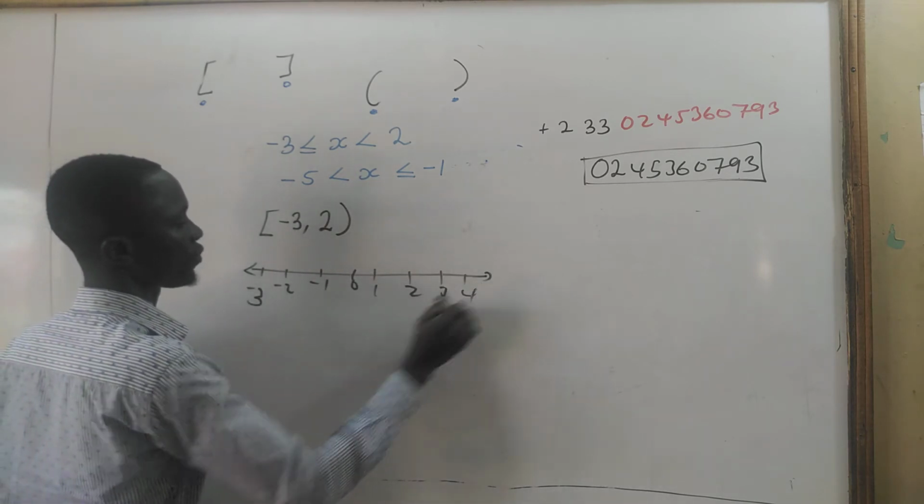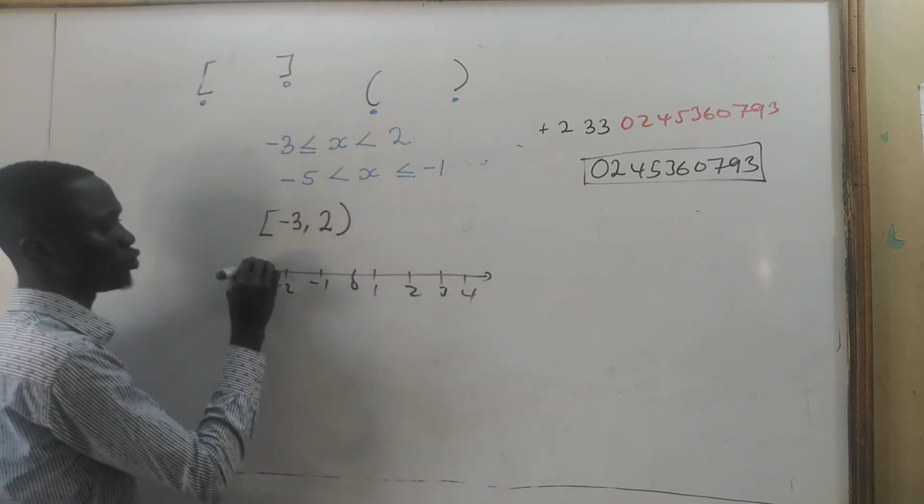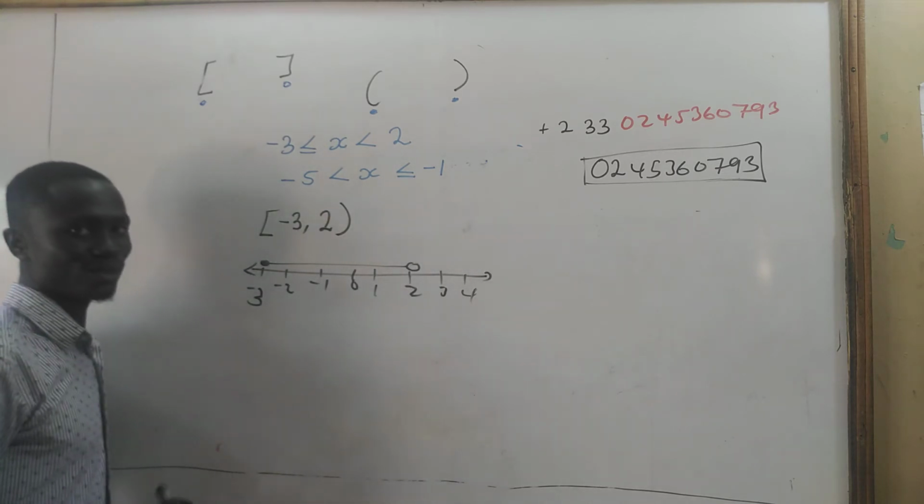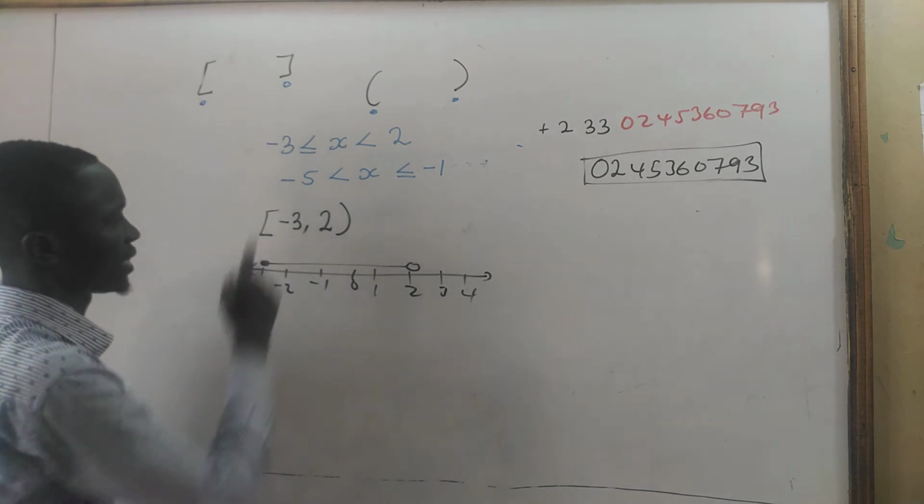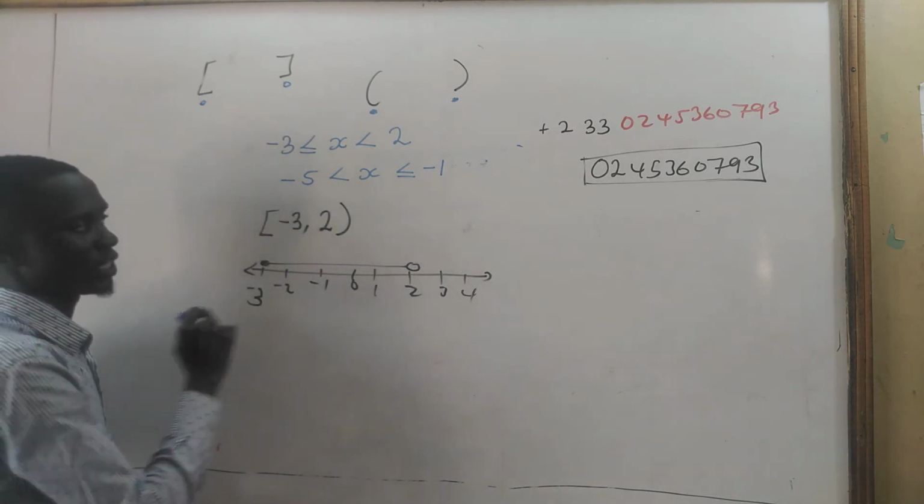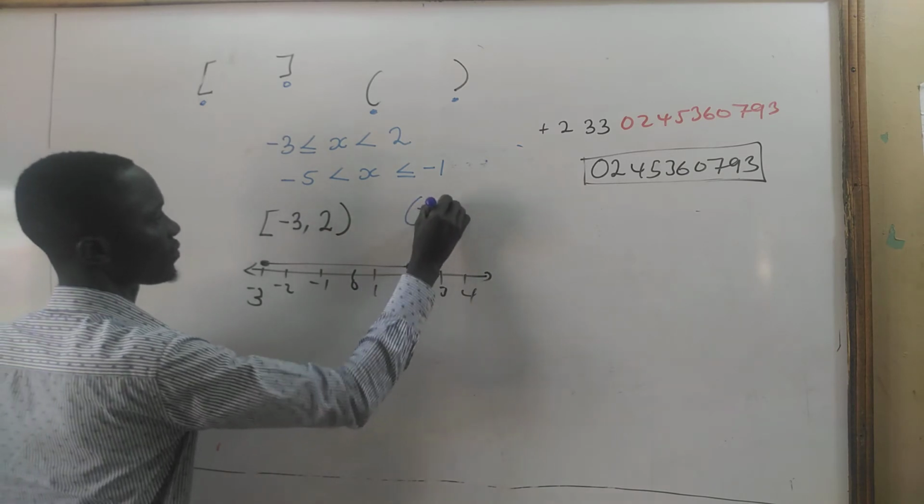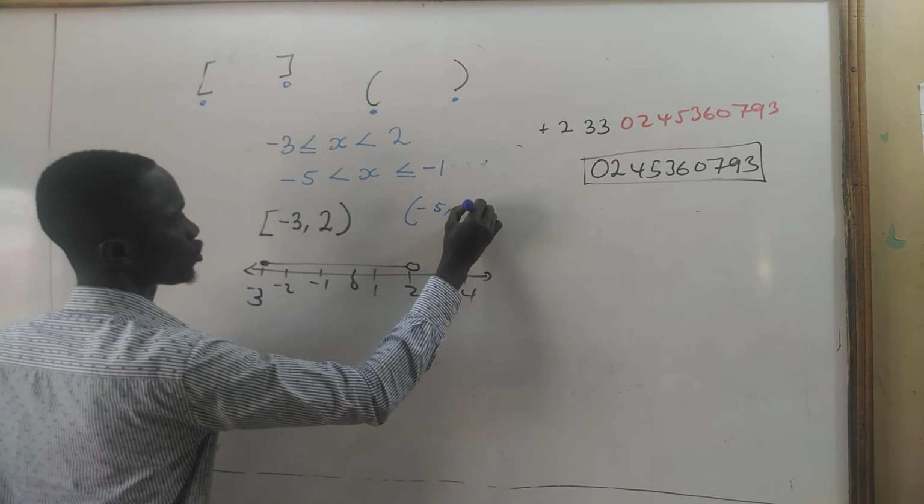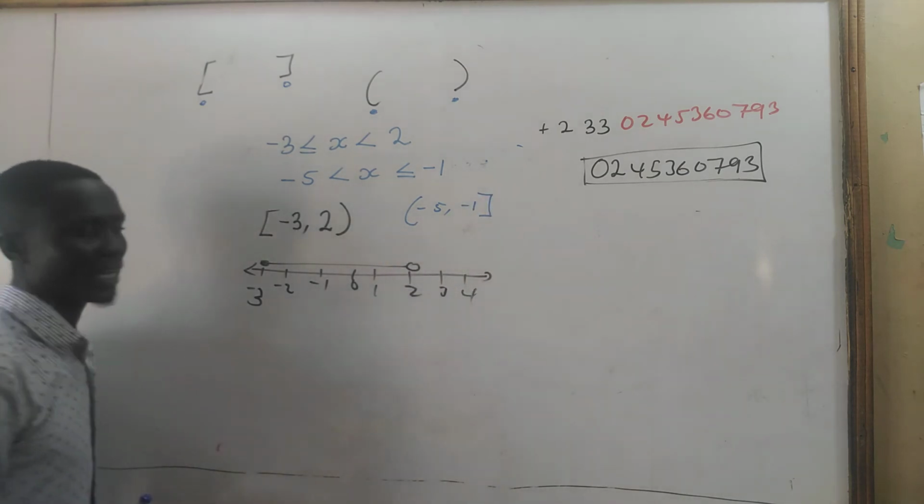On the number line, you put in 0, minus 1, minus 2, minus 3, 1, 2, 3, 4. Here the endpoint is included, so you shade it. And here we use an open circle. Let's talk about the second one. Here, the endpoint is not included, so we put in minus 5. And here the endpoint is included, so we put in minus 1. And we show it like this.